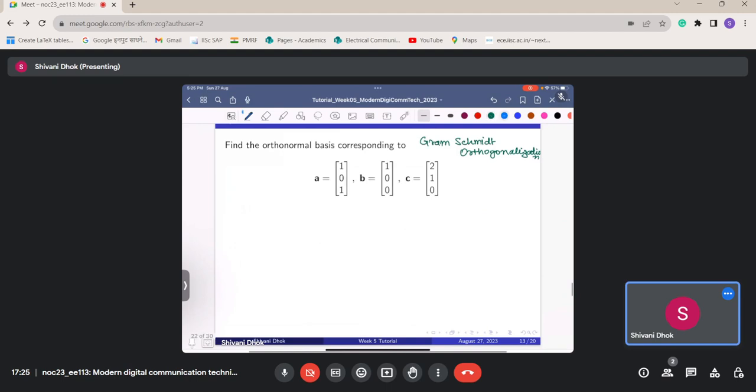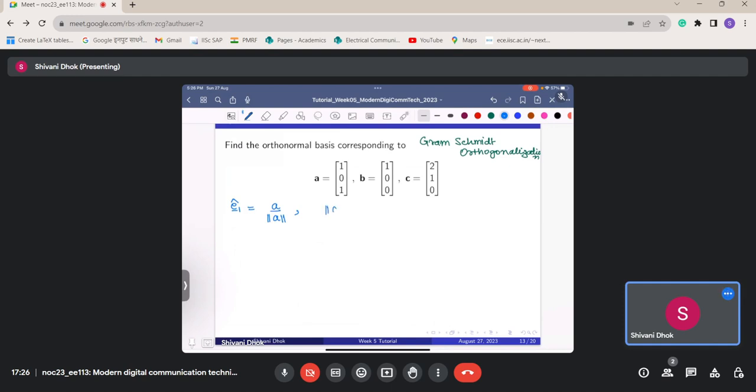Okay, so what do we have here? Let's say we need to find E1 hat, and this will be equal to A upon norm of A. This is the first vector that we have to consider. This is the Gram-Schmidt procedure.